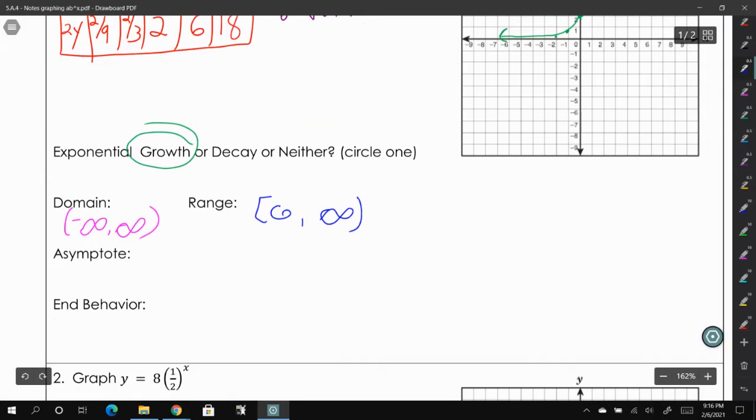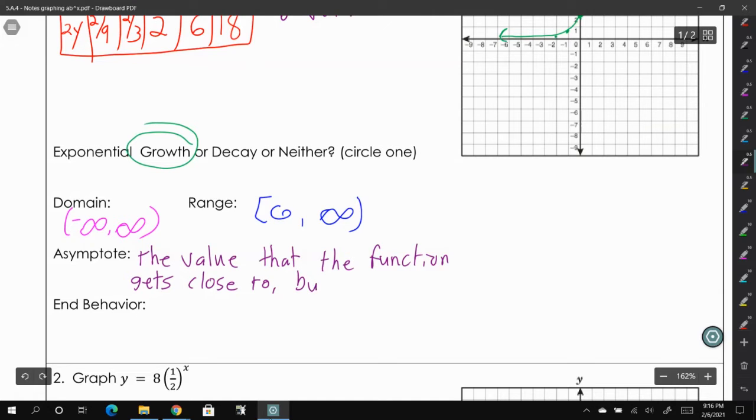We also kind of introduced the word asymptote. An asymptote is the value that the function gets close to or approaches, but never equals. So in this case, that is y equals 0. We never get our y values to 0, but we get really, really close.